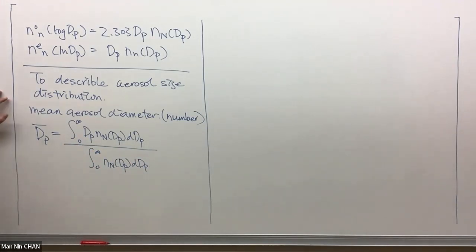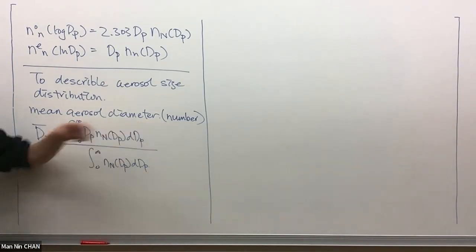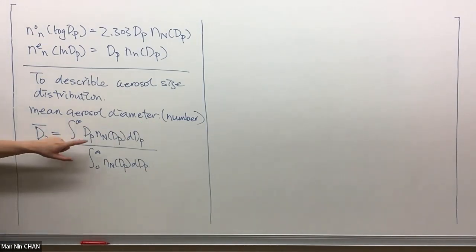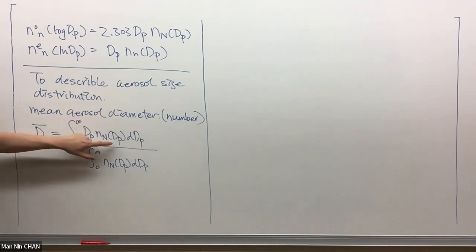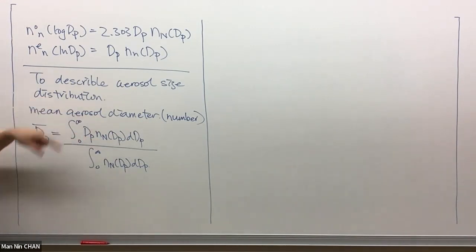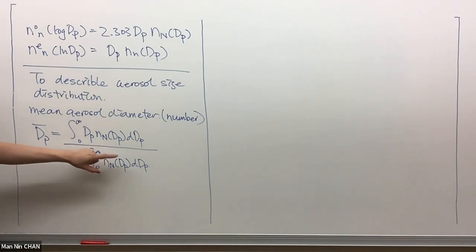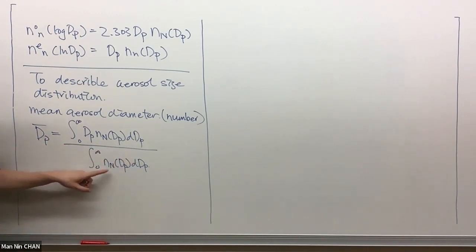So I'm sure you know how to define the so-called mean diameter, or mean value, of your distribution. Now we're just using the aerosol number distribution. This is your aerosol number distribution function times the diameter, and then you do the integration over the whole range and divide it by the whole range.